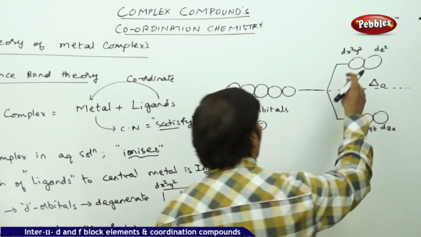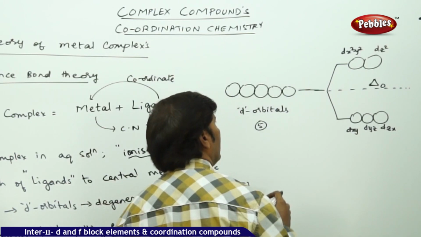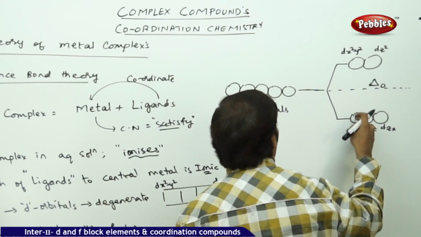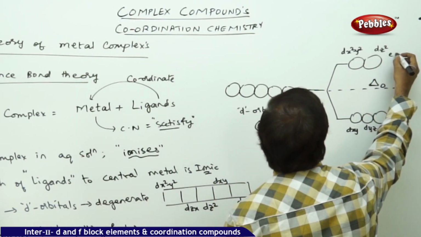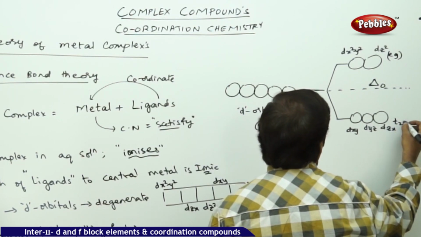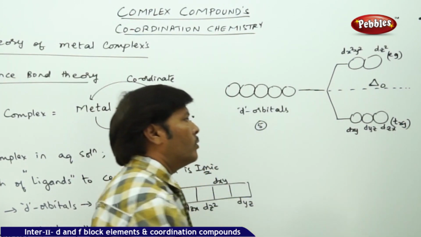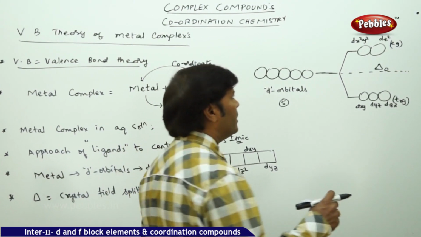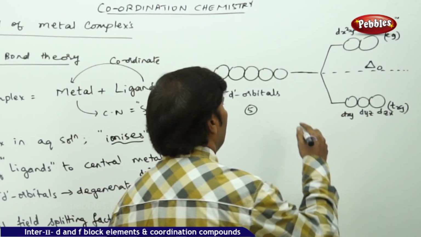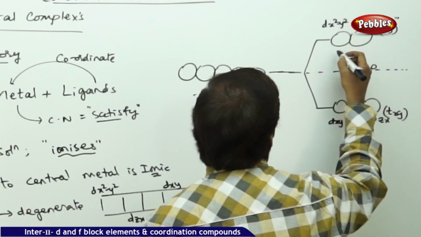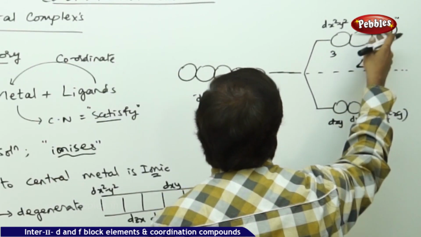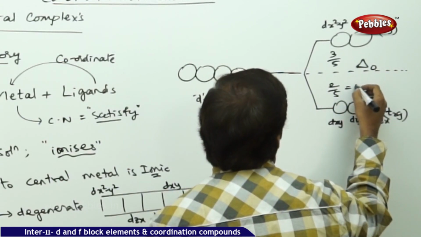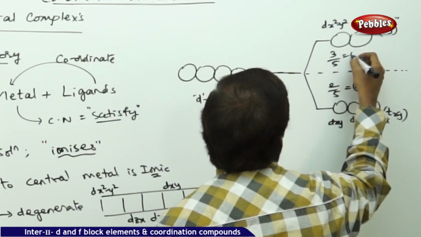Here there are 2 orbitals and here there are 3 orbitals. These are duplets and these are triplets, that's why this is given by Eg and this is given by T2g. They are designated as T2g, triple degenerate, and Eg, double degenerate. Because of this, out of 5, for the double degenerate Eg we can take 3 by 5, and this I'll take as 2 by 5. So 2 by 5 is 0.4 and 3 by 5 is 0.6.